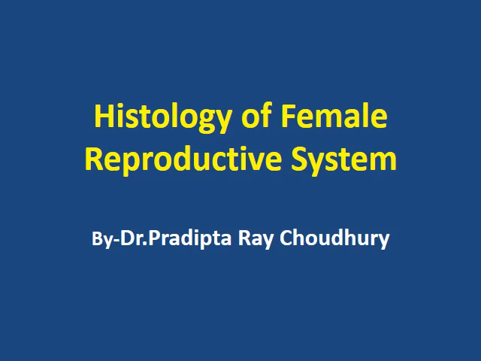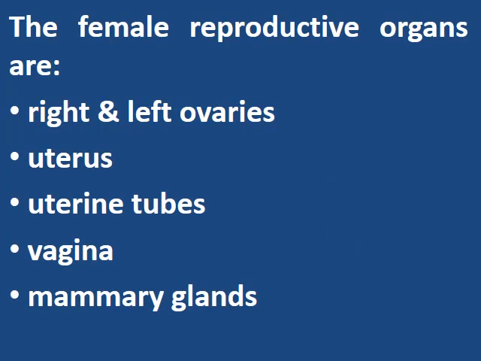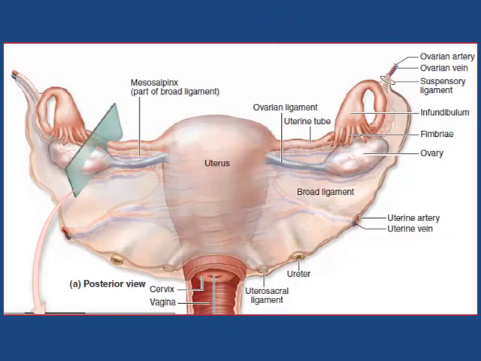Dear student, the topic of today's class is Histology of Female Reproductive System. Female reproductive organs consist of right and left ovaries, uterus, uterine tube, vagina, and mammary glands. In this picture, you can see the different parts of female reproductive system: the uterus, uterine tube, ovary, vagina.